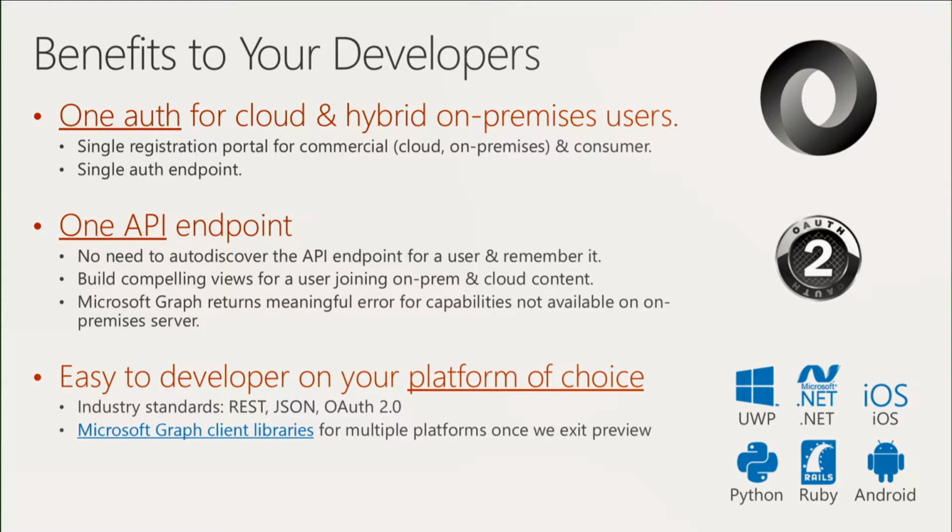To make it even easier, what we're doing is we're investing heavily in developing client libraries for all these different platforms, so that you don't even have to worry about constructing the HTTP queries. You can use programming patterns which are intuitive in the programming language you use. Now these client libraries support production APIs, so for you to use it with hybrid, we'll need to wait till it exits preview, but at that point you will be able to use them.